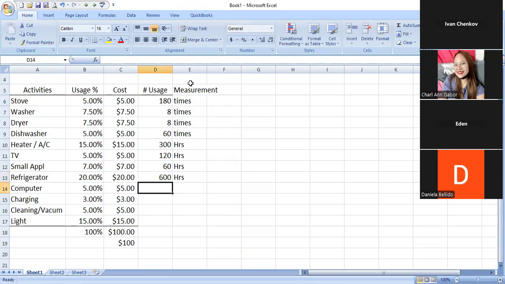600 hours. Computer. Are we going 2 hours or more? Maybe more, like 4 hours. 4 hours times 60, where are we? 240. 240 hours. Okay. Charging.